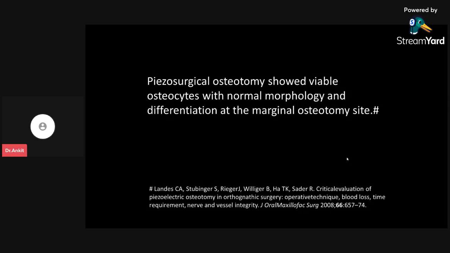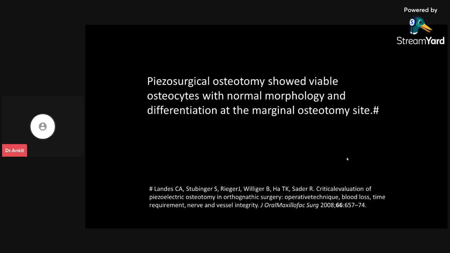There is another study that was done by Lens CA in the year 2008. They saw that in complex surgery, as complex as orthognathic surgery, the piezotome has the upper hand in comparison to the rotary conventional instrument, because they showed viable, that is living, osteocytes that have normal morphology and differentiation at the marginal osteotomy site. That marginal osteotomy is the site where the piezotome was used, and that single usage of the piezotome in complex surgery like Lefort, genioplasty, BSSO, or any variant of orthognathic surgery, they found that the blood loss was very minimal in comparison to the conventional instruments.